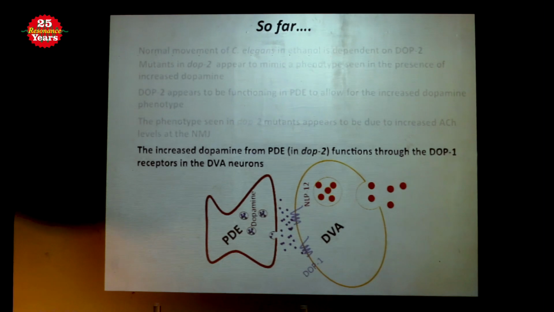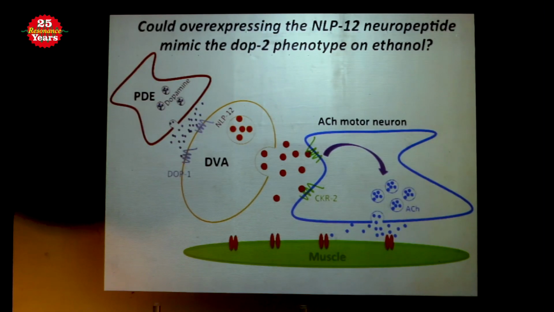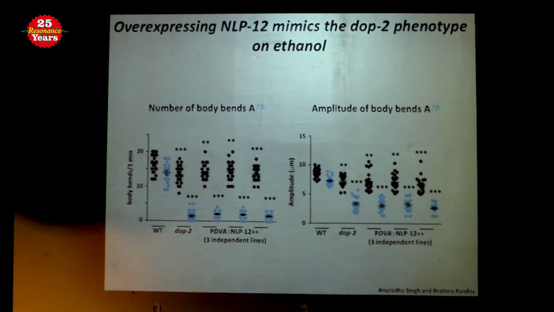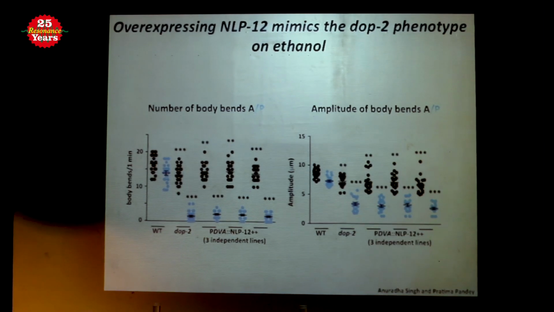So right now what we're doing is more experiments looking at the peptide. The next question was, if this is indeed the case, what we would think is that if you have too much neuropeptide being released, that would also show exactly this phenotype. If you overexpress this neuropeptide, you have too much neuropeptide, that would again cause too much acetylcholine to be released, same phenotype, and that is exactly what we see. When we take 3 independent lines where we have too much peptide, it looks exactly like the DOP2 phenotype. So right now we're doing experiments to look at all the other components to see if exactly what we think is happening is actually happening or is it going through some other mechanism.